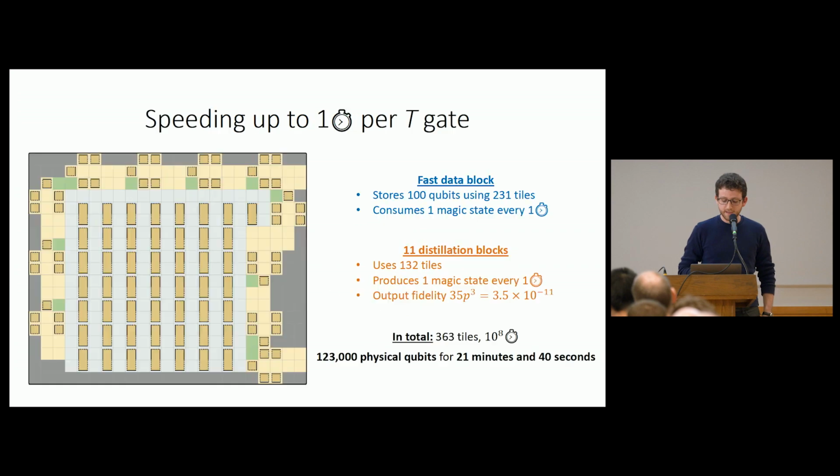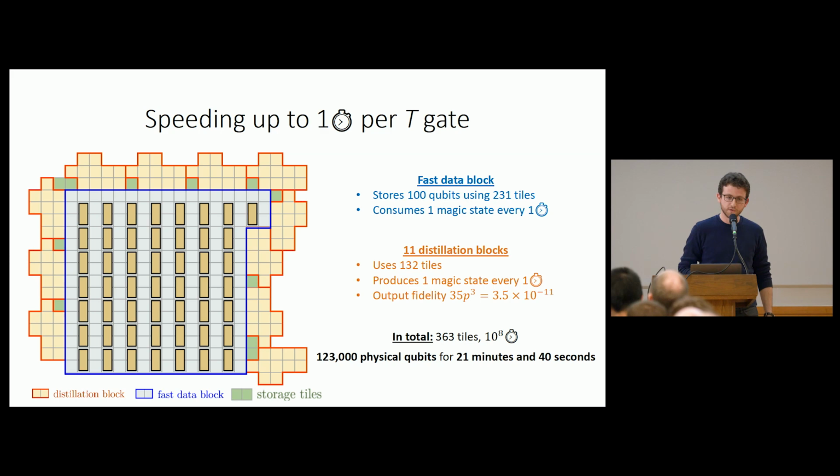If you want to speed up beyond that, you should use the other data block that we have, the one where you store 100 qubits using 231 tiles, which can consume 1 magic state in every time step. And the rest of your quantum computer would be 11 distillation blocks that altogether produce 1 magic state in every time step. So this is a quantum computer that can perform a rotation every time step, and it uses 123,000 physical qubits, so only roughly twice as many as our smallest example. But the computational time drops significantly from 4 hours down to 22 minutes. So it was a good space-time trade-off.